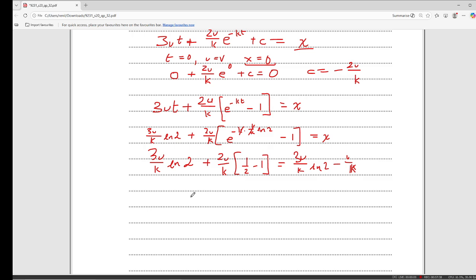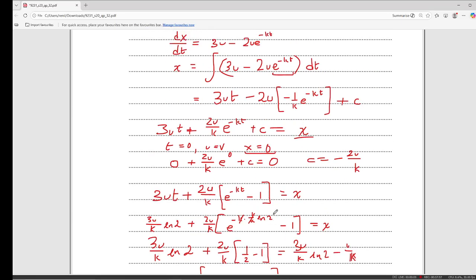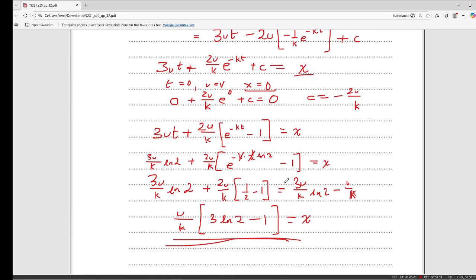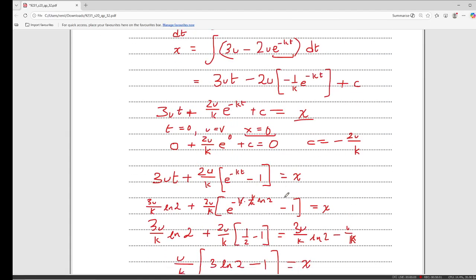Now I think we can factorize by taking u by k out, so we get u by k times 3 ln 2 minus 1. That's equal to x. Can we simplify it further? I don't think so, and I think this is the acceptable answer that we can use. But yeah, that's how we do it. It's just algebra, but it could get confusing along the way.